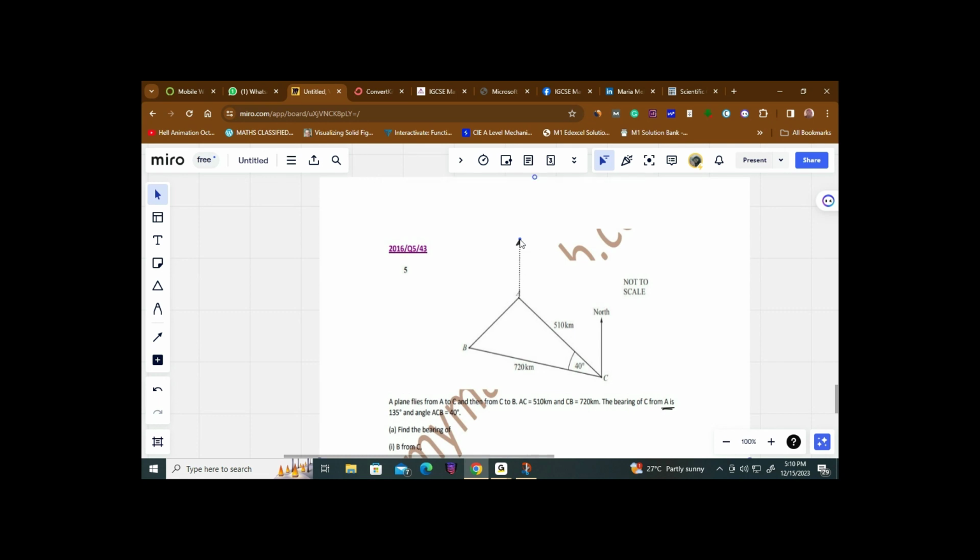Just like this. Okay, and I'm going to turn it solid. I'm going to change the color just to make it prominent. That's it. Okay.